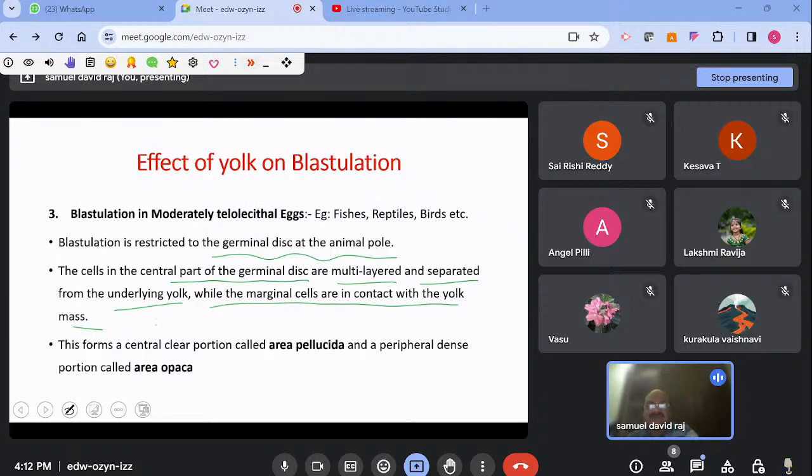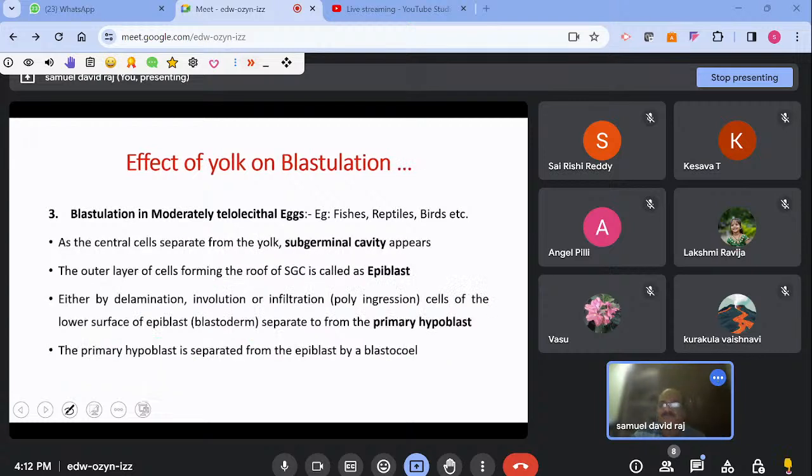This forms a central clear portion called the area pellucida, because there is a segmentation cavity and yolk is not there, and the peripheral dense portion which is opaque is called the area opaca. So the area pellucida is the transparent central portion and the peripheral portion is called the area opaca because it is opaque and dense.